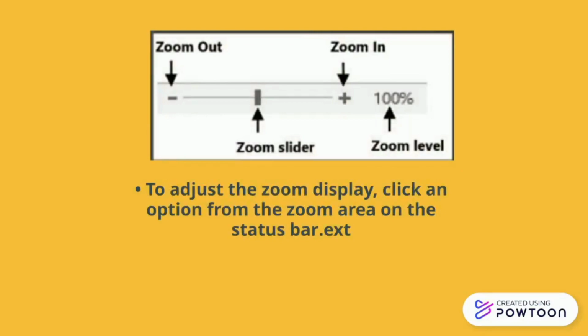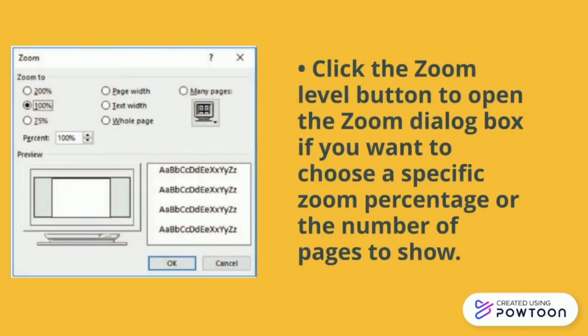To adjust the zoom display, click an option from the zoom area on the status bar. Click the Zoom Level button to open the Zoom dialog box, if you want to choose a specific zoom percentage or the number of pages to show.